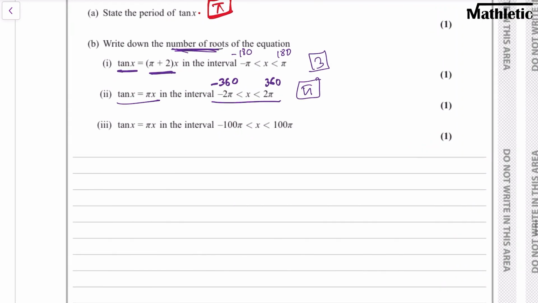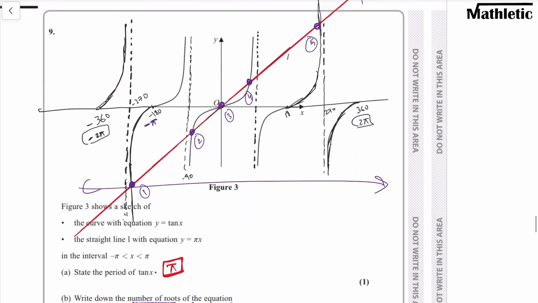For the next one, B3, tan x equals pi x, it's the same thing, right? It's just that we have a greater range. Instead of 2 pi, it's actually 100 pi, which is 50 times the previous one. Similarly, at the negative side, it's 50 times the previous one. It's not possible to actually sketch up to 100 pi, right? So I will just try to analyze the pattern and replicate the same thing.